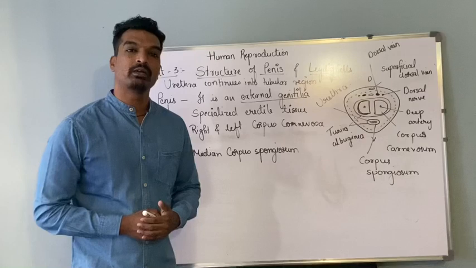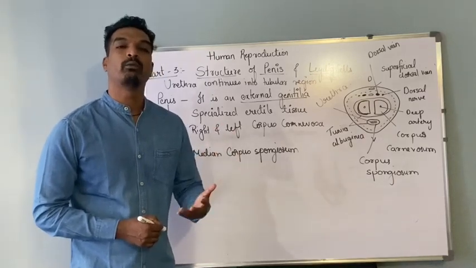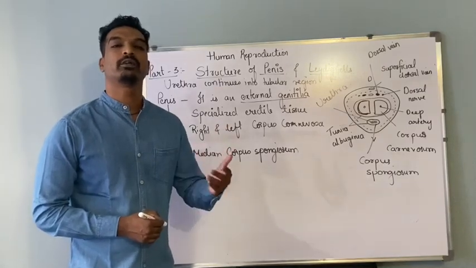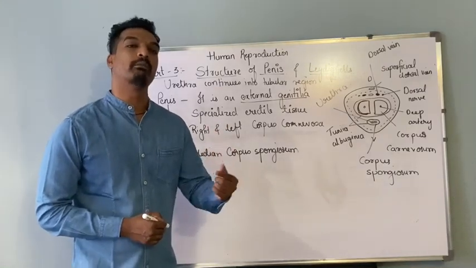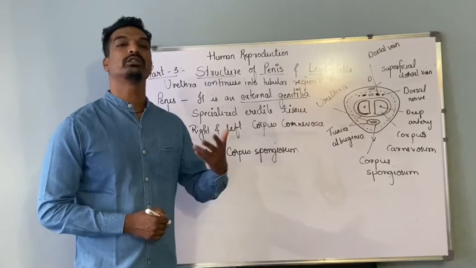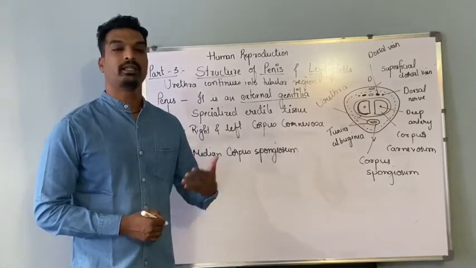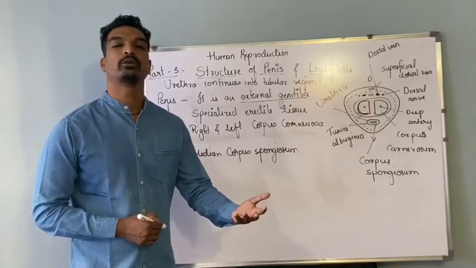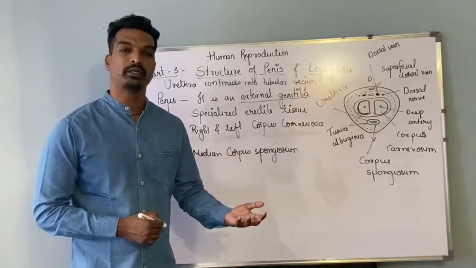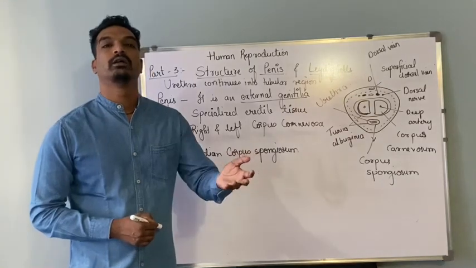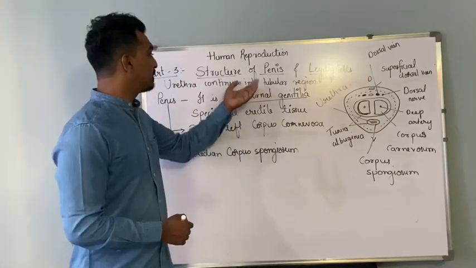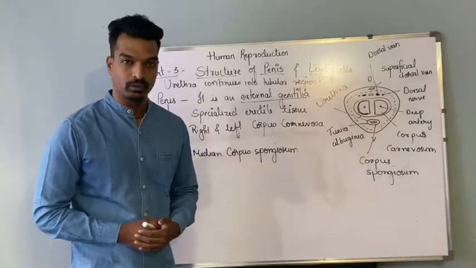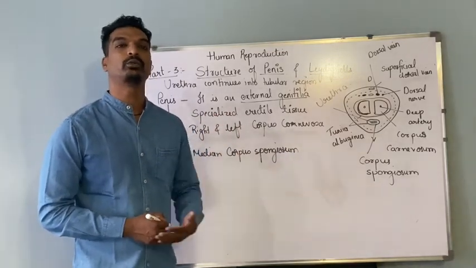What is the function of the seminiferous tubules? They are involved in the production of the gametes. The seminiferous tubules are lined by the spermatogonial cells, which undergo spermatogenesis and produce the spermatozoa. Now these spermatozoa are carried from the testis to the penis, where the ejaculatory duct opens into it.